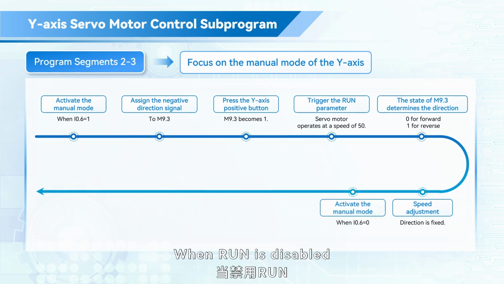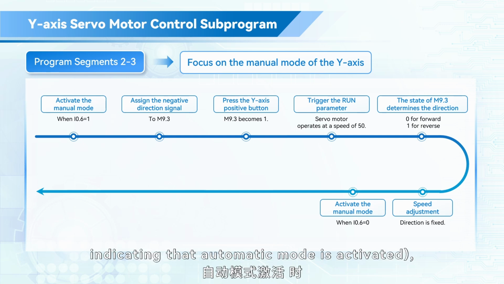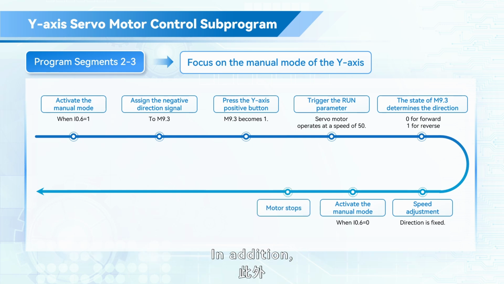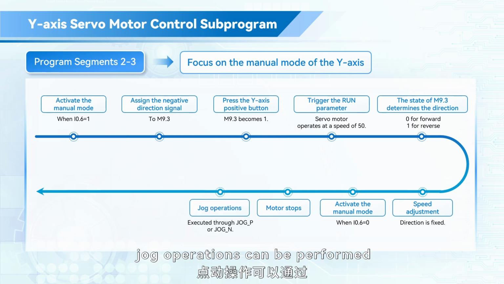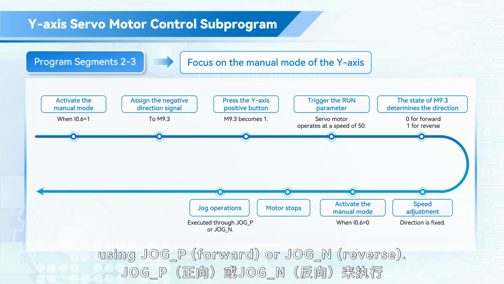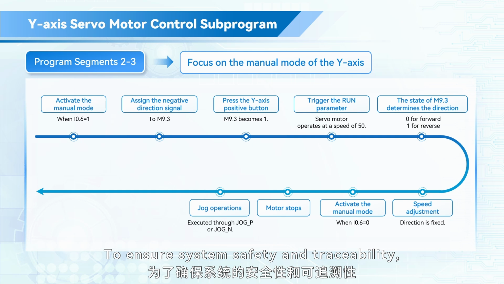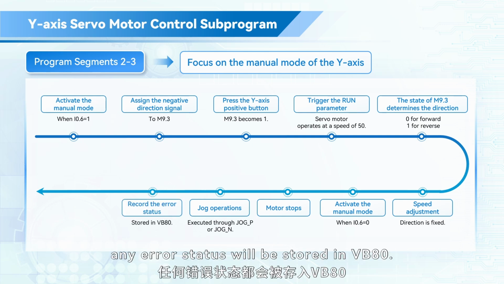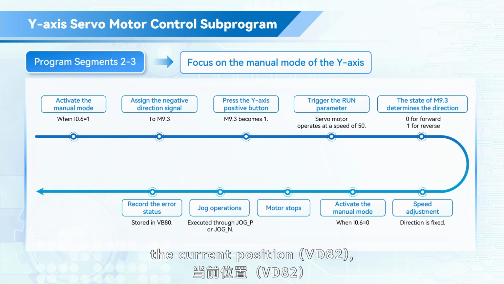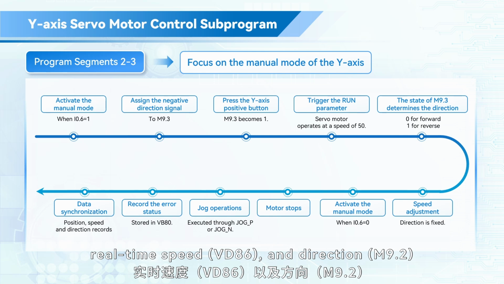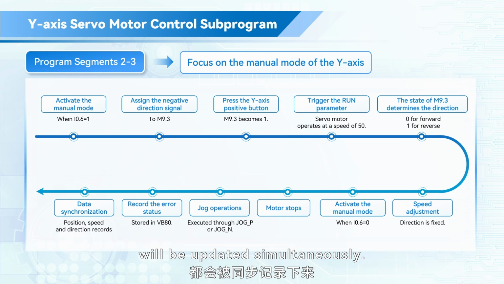When run is disabled, i.e., I0.6 equals 0, indicating that automatic mode is activated, the motor will decelerate to a stop. In addition, jog operations can be performed using jog P, forward, or jog N, reverse. To ensure system safety and traceability, any error status will be stored in VB80. At the same time, the current position, VD82, real-time speed, VD86, and direction, M9.2, will be updated simultaneously.